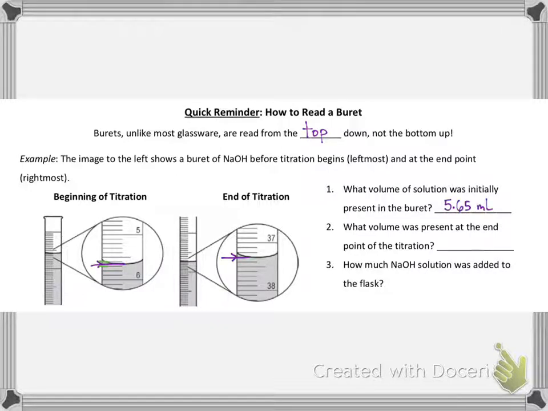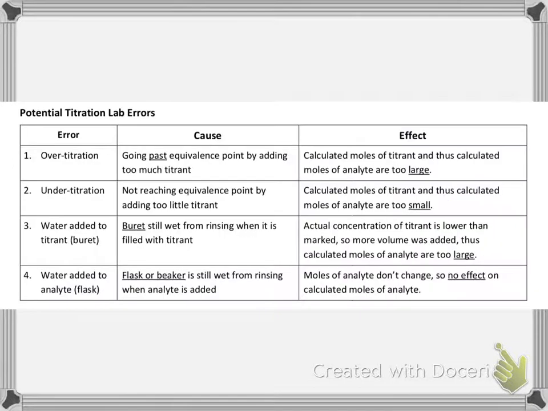The end of the titration was a little easier because it was exactly on the line, but you still have to estimate one more place value past the markings. So this was 37.30. And so if you want to know how much of your titrant you actually used from the beginning to the end, you just subtract. Easy peasy.